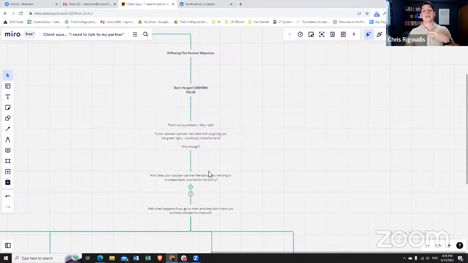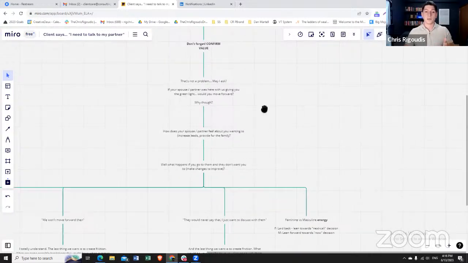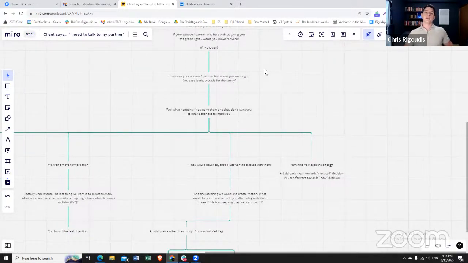Then and only then, after this loop, I'm going to ask, okay, how does your spouse feel about you wanting to provide for the family or get in better shape so you can have more energy, show up more powerfully for the family? If it's a B2B, how does your partner feel about you wanting to increase your lead flow so you can get more business? The obvious answer here is, yes, they're very supportive, X and Y and Z. I just want to check with them.